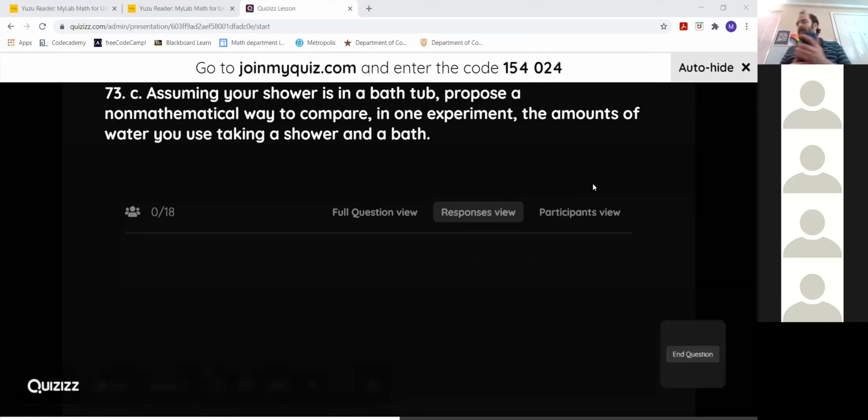In part C, if we want to propose some sort of experiment, you want to see if taking a shower versus taking a bath, which one uses more water. What's a really easy way to do that? This is so silly.